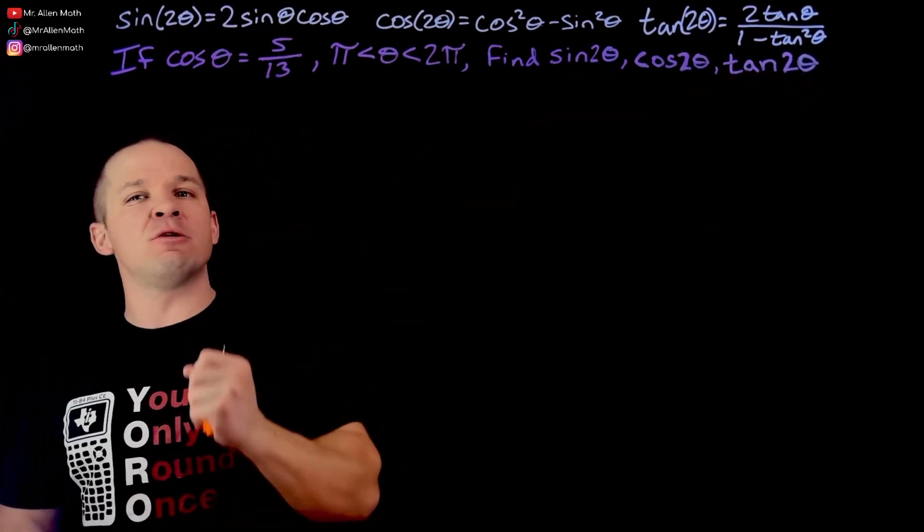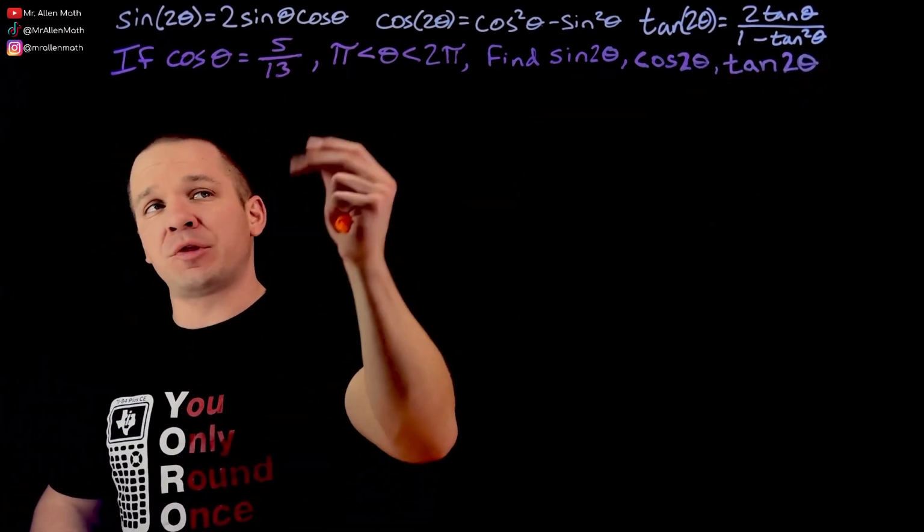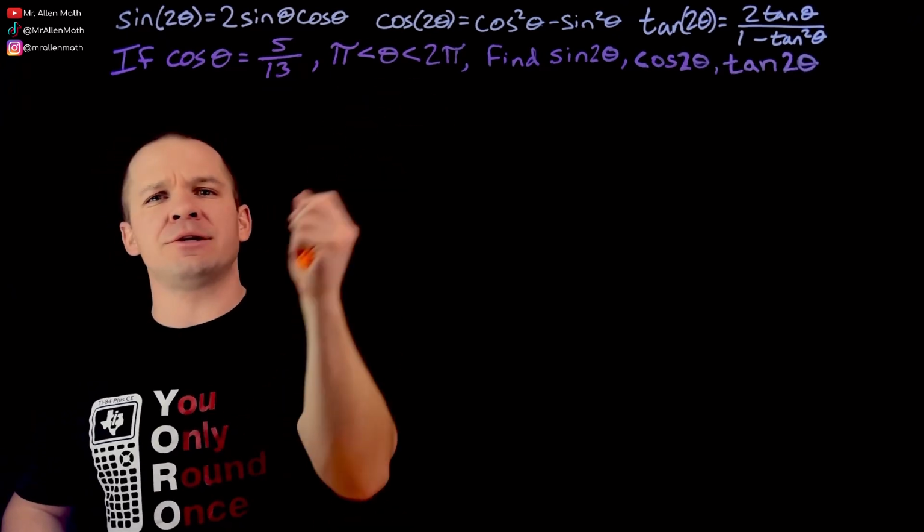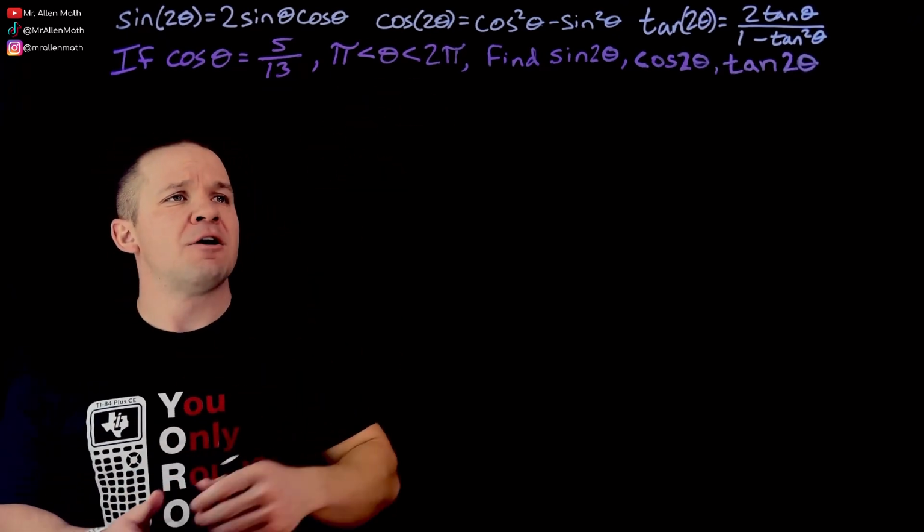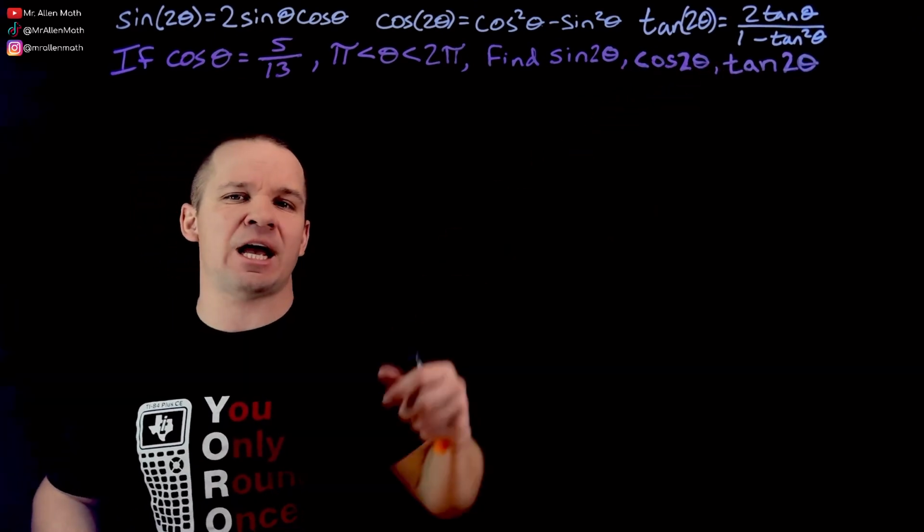Mr. Allen here with some evaluation of trig functions using our double angle formulas you see up there. We got: if cosine of theta equals 5 over 13, and theta is between pi and 2 pi, so the third or the fourth quadrant, find sine of 2 theta, cosine of 2 theta, and tangent of 2 theta.